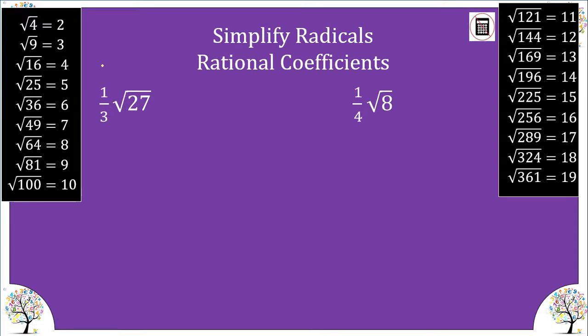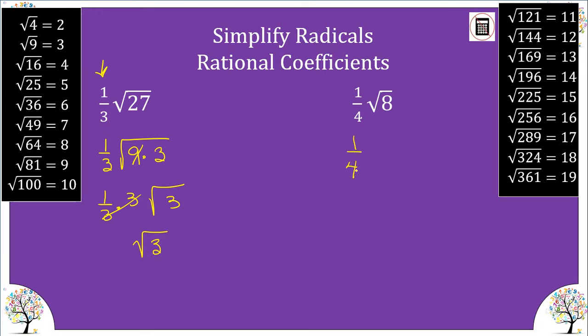Okay, now our coefficients are going to be rational numbers, fractions. No big deal. Bring down your 1/3. So what times what gives you 27? Well, that's 9 times 3. And 9 is a perfect square. So when I take the square root of 9, I get 3. So 1/3 times 3 times the square root of 3. So I can see that the 3's in my coefficient cancel, leaving me with 1. No need to write the understood 1 out here. And so I get the square root of 3.